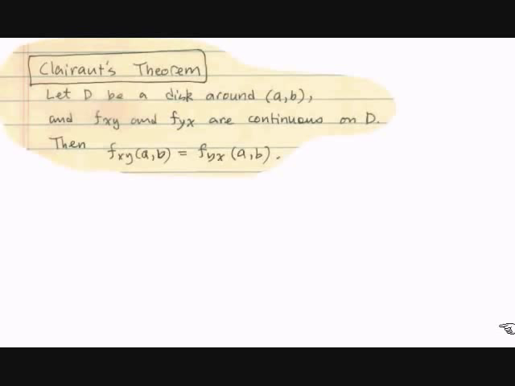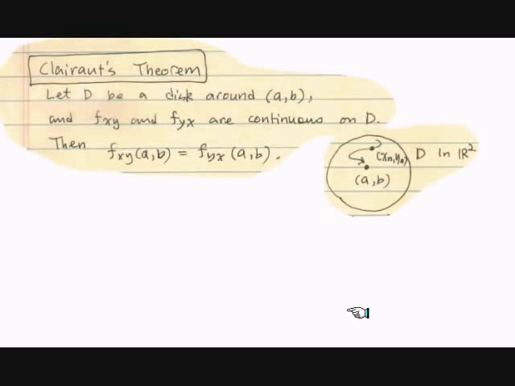Hi everyone, this is going to be a short lecture about Clairaut's theorem. It states the following: if D is a disk around a point (a, b) in the xy plane, and the second derivatives f_xy and f_yx are continuous on that disk D, which is another condition, then the values of these two different second order partial derivatives are equal to each other.